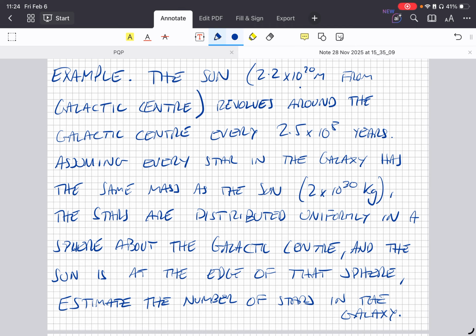The sun, which is 2.2 times 10 to the 20 meters from the galactic center, revolves around that center every 2.5 times 10 to the 8 years. That's a quarter of a billion years for us to orbit the center of the galaxy. Assuming every star in the galaxy has the same mass as the sun, which is 2 times 10 to the 30 kilograms, that the stars are distributed uniformly in a sphere about the galactic center, and that the sun is at the edge of that sphere, estimate the number of stars in the galaxy.